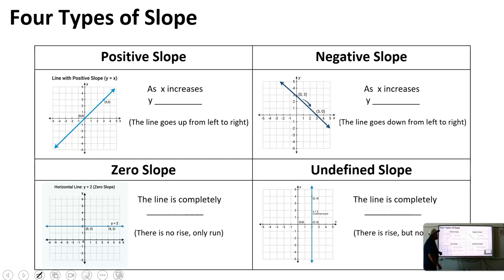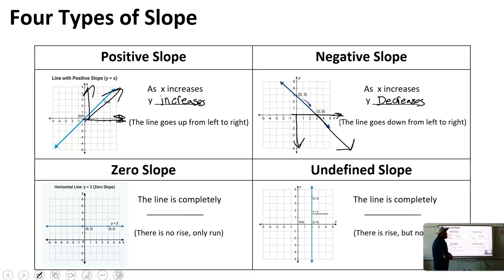First off, we have a positive slope, which says as x increases, y also increases. So that means as x goes this way, y goes this way. So that's why it's a positive slope. A line goes up from left to right. Next, we have a negative slope. As x increases, y decreases. So that means as I'm going to the right, my line is going down, which is why I have that negative slope.